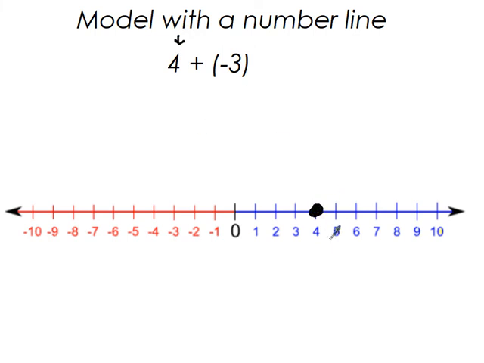And we're going to follow the same rules we learned from lesson 1.1, where whenever I'm adding a negative number, I move left on my number line. So I'm adding -3, so I go left 3. 1, 2, 3. And I finish here at 1, so it's equal to +1. I'm all done.